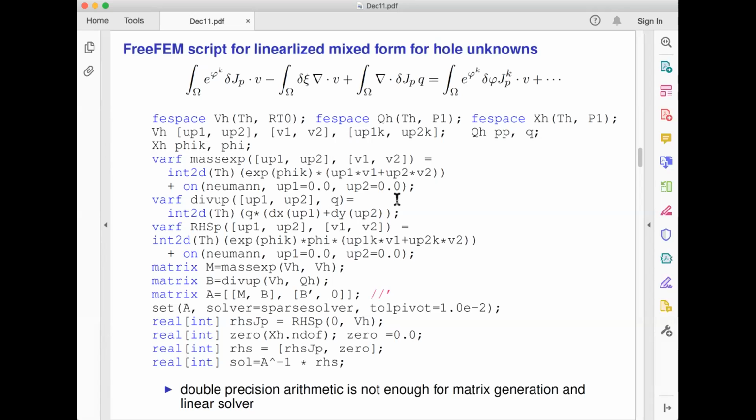But unfortunately, double precision arithmetic is not enough for generating the stiffness matrix, this mass matrix, and the divergence matrix. And also the linear solver suffers some numerical errors. So I have to think about quadruple, higher precision arithmetic, and also be careful about the creation of the matrix on the exponential weight for the H divergence basis.